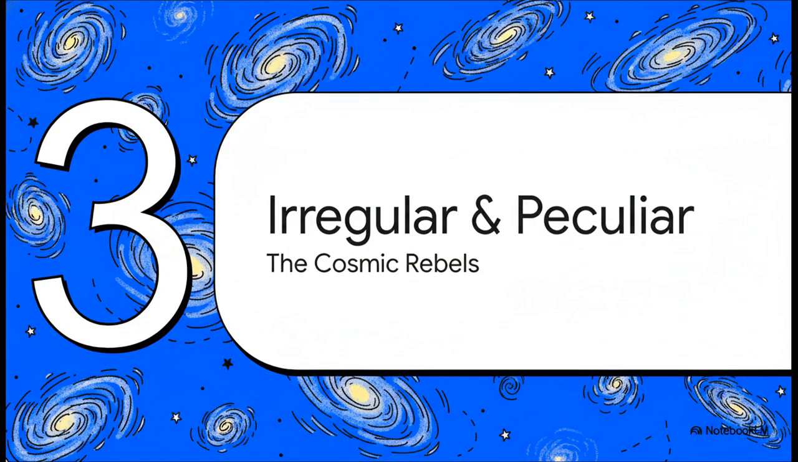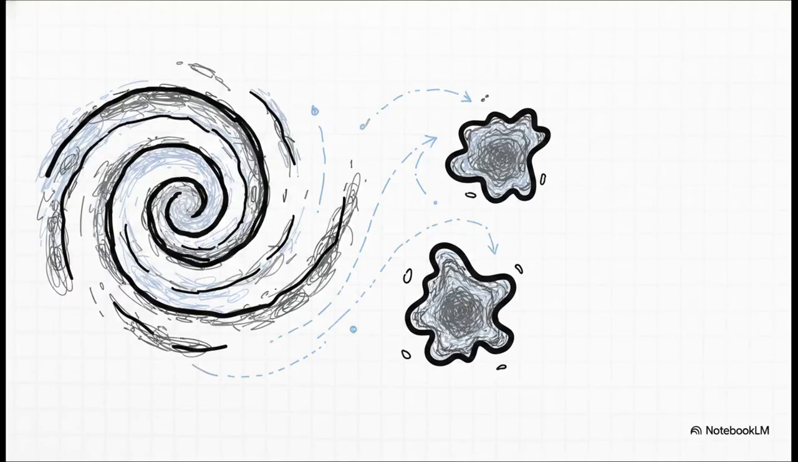But, you know, the universe doesn't always like to follow the rules. So what about the galaxies that just don't fit into these neat little boxes? Well, that brings us to the rebels, the outcasts of the cosmos, the irregular and peculiar galaxies. Irregular galaxies are pretty much what they sound like. They're a mess. They don't have a defined shape. No spiral, no ellipse, just chaos.